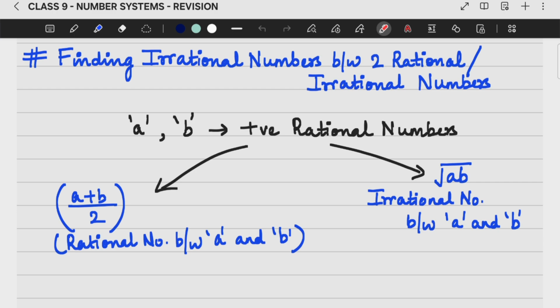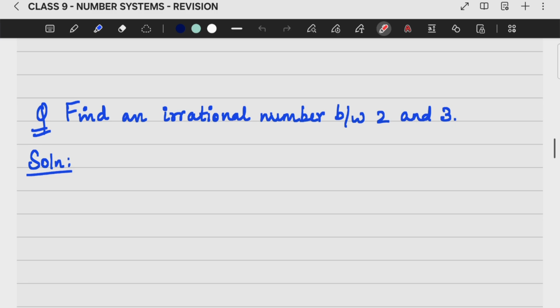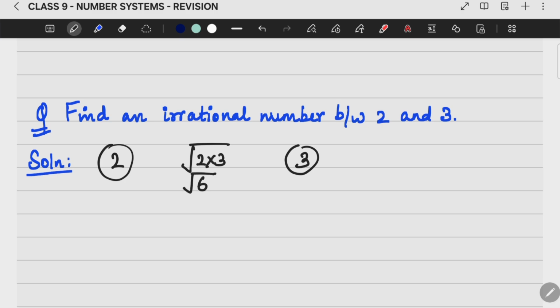Suppose you have to find the irrational number in between A and B. Then the quick way to do it is to find the square root of A into B. For example, find an irrational number between 2 and 3. This is the question. The very quick way is, you have 2, you have 3, square root of 2 into 3, square root of 6. So root of 6 is an irrational number.